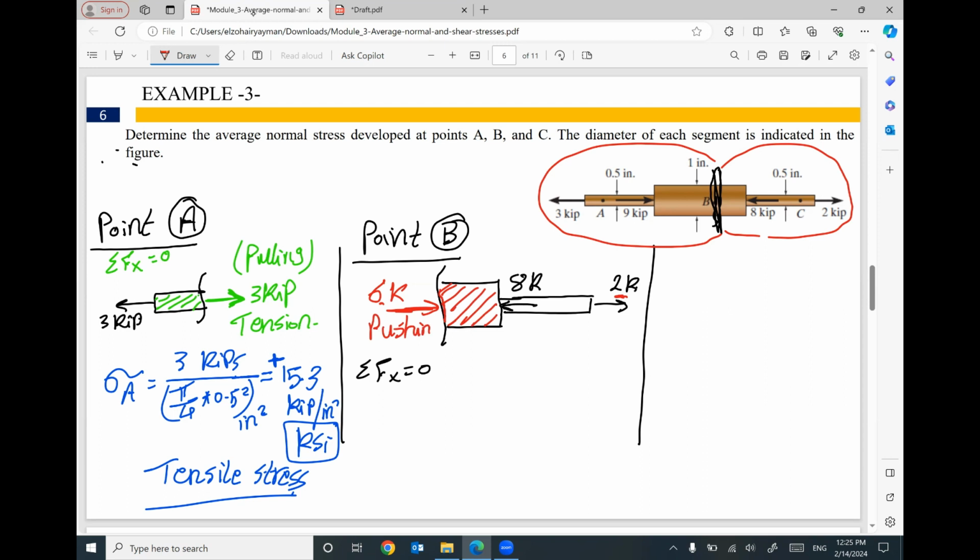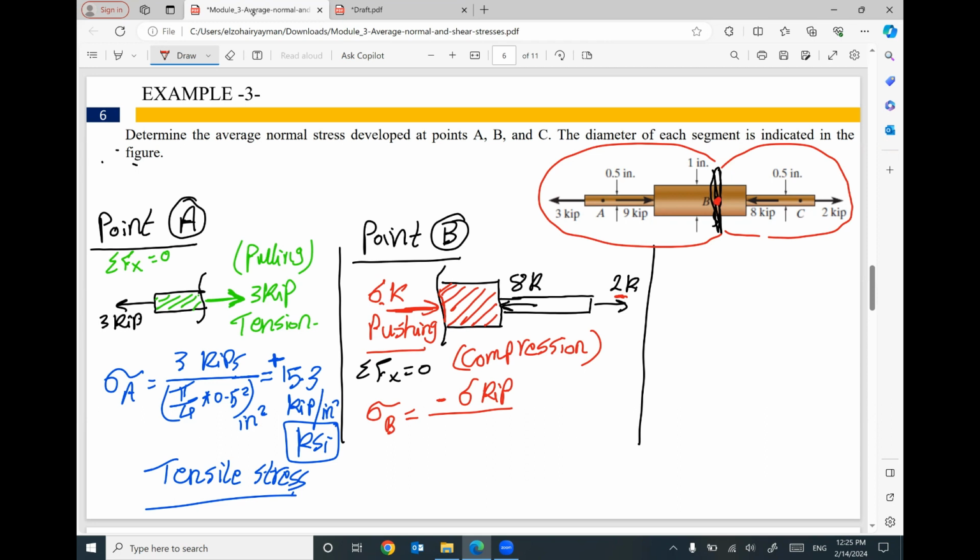Pushing means we have compression. The force is pushing the cross section. The force is pushing the part you are working on. So we have compression. So the stress at point B will equal negative. This force is 6 kip divided by the area of the cross section at point B.